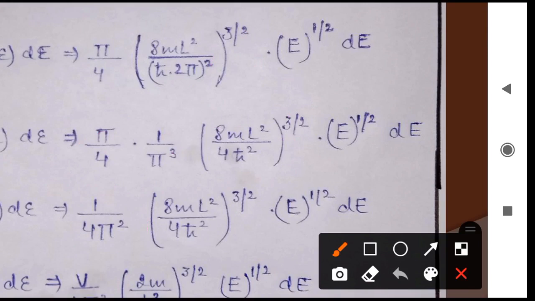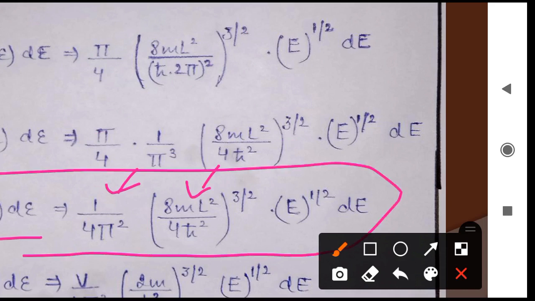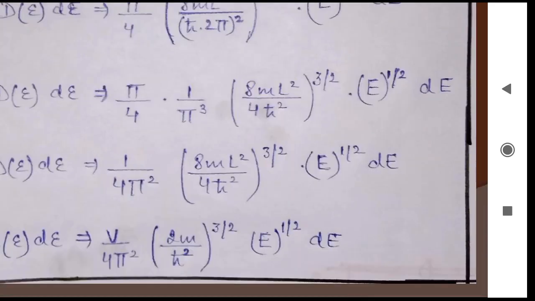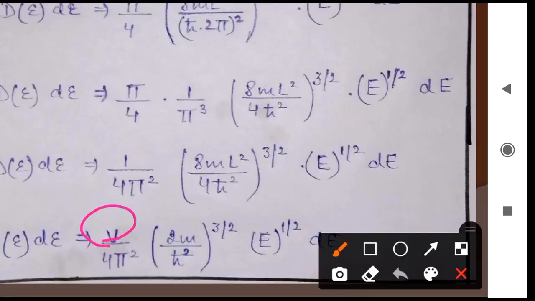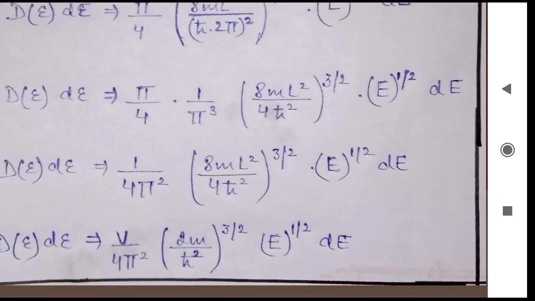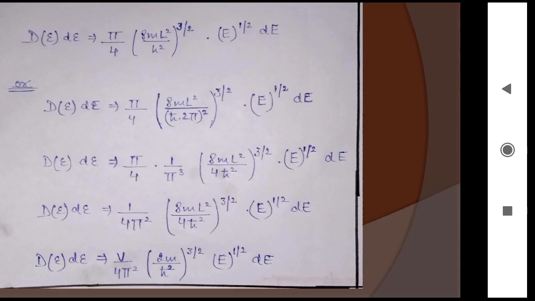Next we get D of E dE is equal to 1 by 4 pi square, (8 m L square by 4 h cross square) to the power 3 by 2, into E to the power 1 by 2 dE. Fine. Now just rearrange this. From where we get V, L cube is equal to V, volume. See here L cube, this is V. This is our required equation.